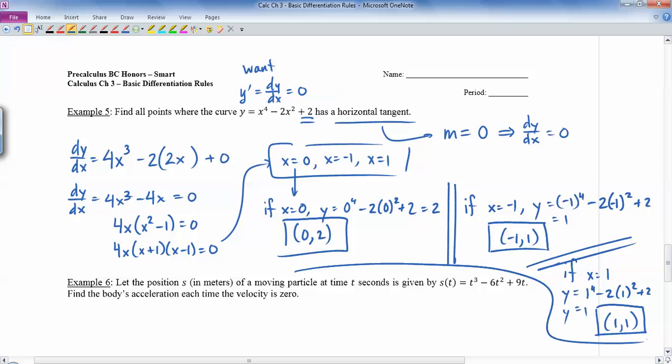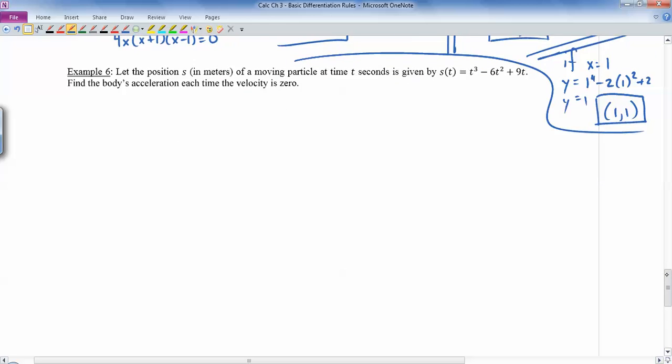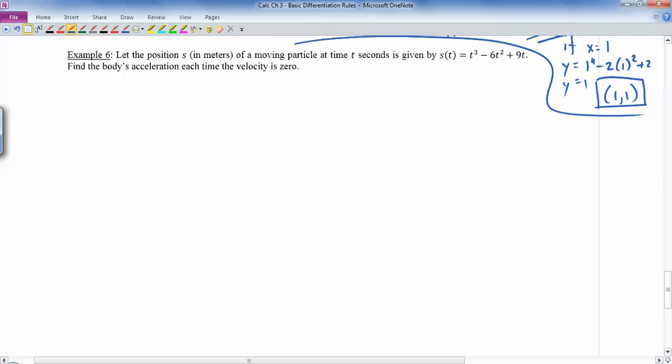And then number 6 is a physics-related problem. So 6 says, let the position s in meters of some particle moving around at time t in seconds be given by this function. So s of t is the position function. And it asks us about acceleration and velocity. And the position is in meters.